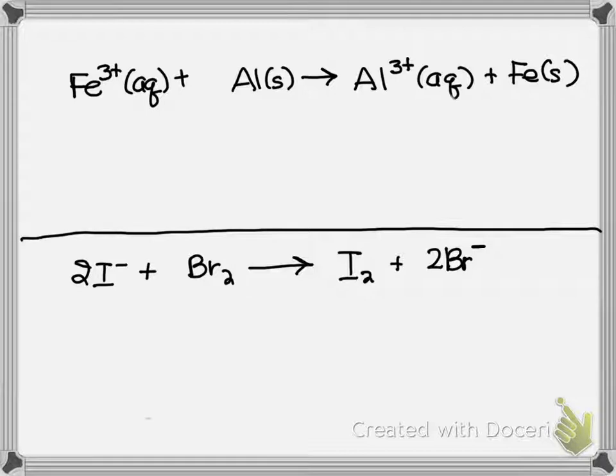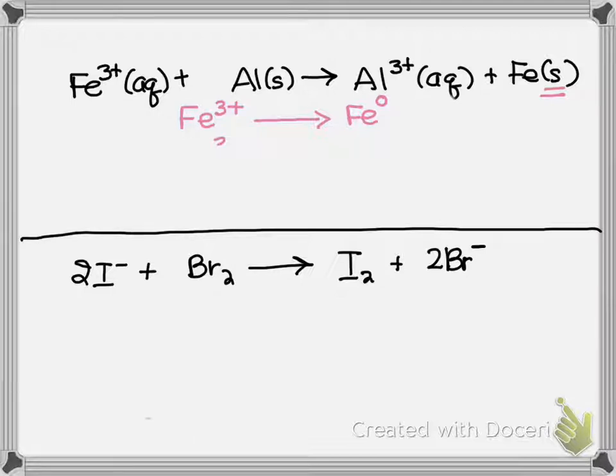What we're going to do is look at what the iron does on the reactant side and compare it to the product. On the reactant side, iron is a 3+. If we compare it to the product side, it's just iron metal. See here, it's a solid. And so iron metal would be neutral. It would have a 0 charge.